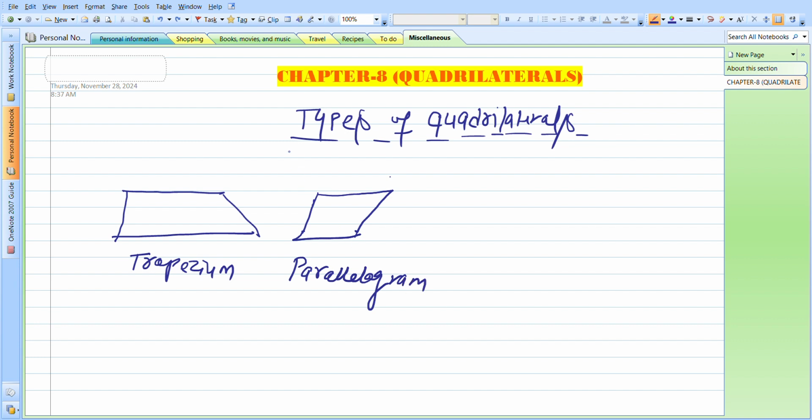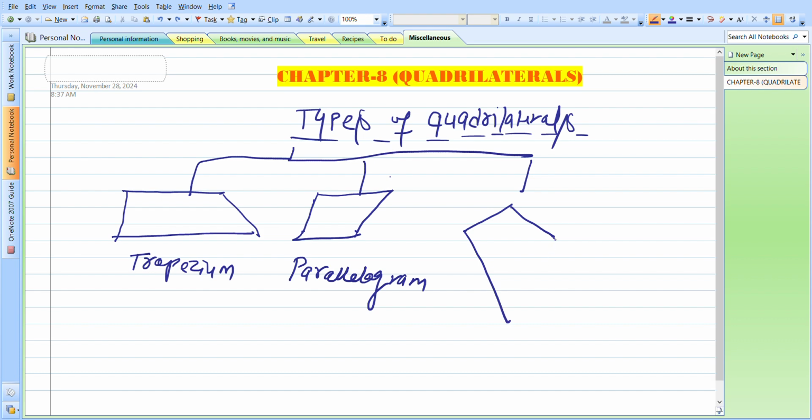This is the first type, this is the second, and the third one: if there is no pair of parallel lines, and only adjacent sides are equal, like this, it will be a kite. The rest of the types of quadrilateral are called types of parallelogram.